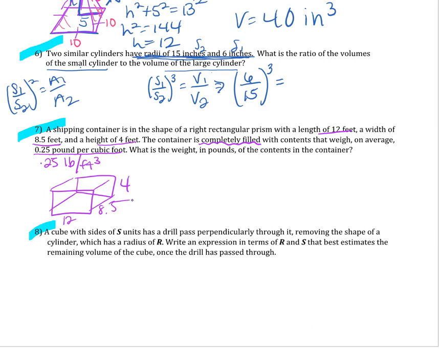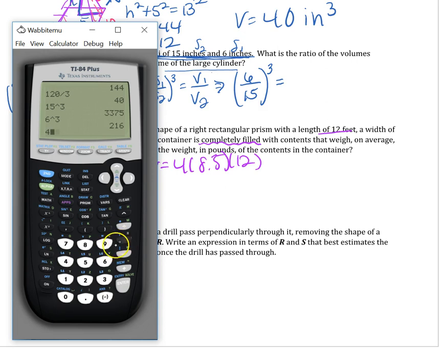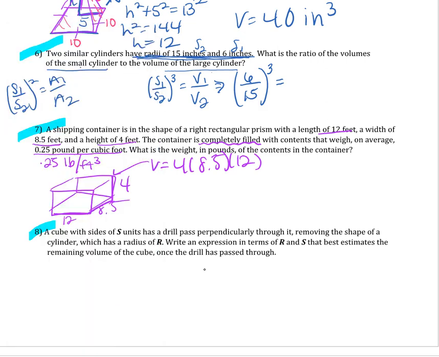So a rectangular prism, remember, looks like this, and they're telling me the length, width, and height. This is your visual, and the volume is area of the base times the height. Since it's a rectangular prism, it's really not clear what the base is, but it doesn't matter because it's going to end up being length times width times height. So 4 times 8.5 times 12 is 408, and this is feet cubed because all my dimensions were in feet.